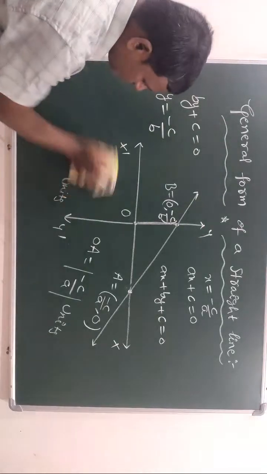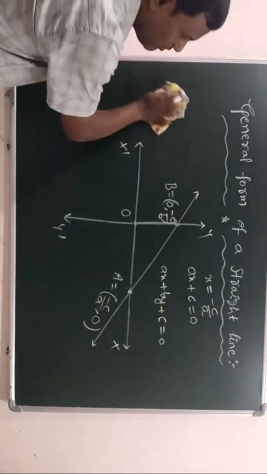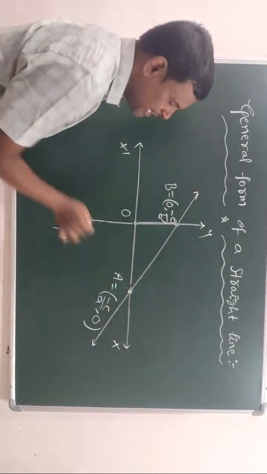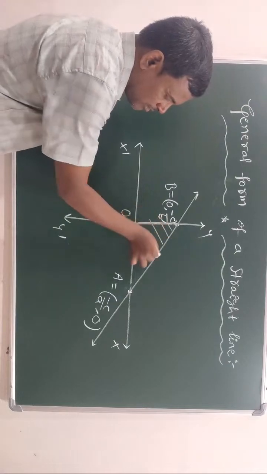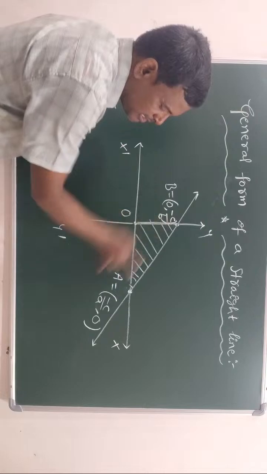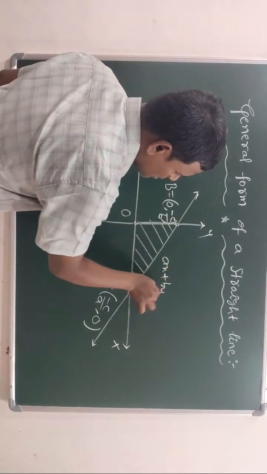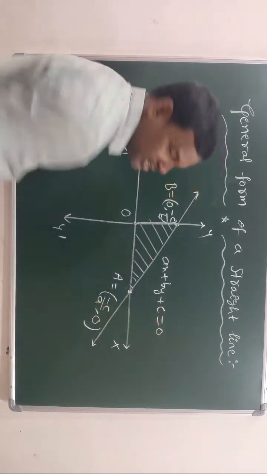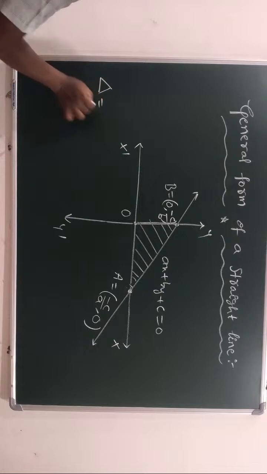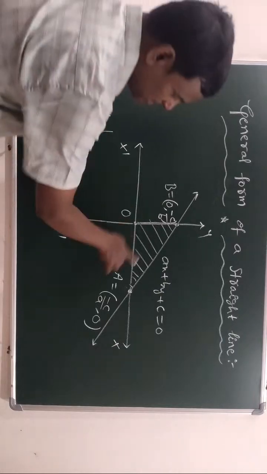Right? And here you have to remember one more point. What is the area of the triangle formed by this line with coordinate axis? Find the area of a triangle formed by this line with coordinate axis. See students, so here area of the triangle delta is equal to 1 by 2 mod of base into height.